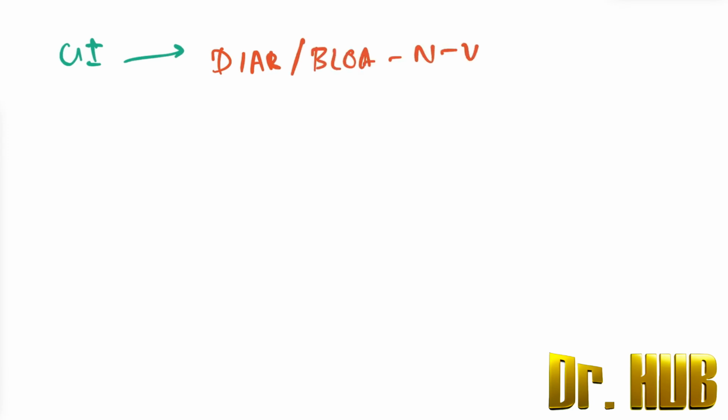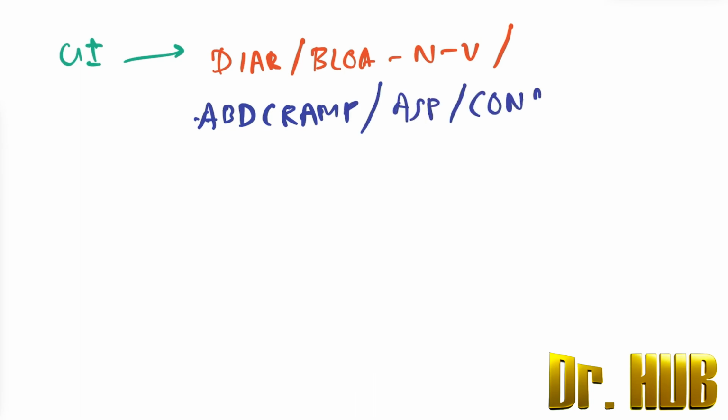Next we move on to the gastrointestinal, which is the GI. Here the complications of enteral nutrition include diarrhea, bloating, nausea as well as vomiting. Then there can be abdominal cramps, aspiration as well as constipation.